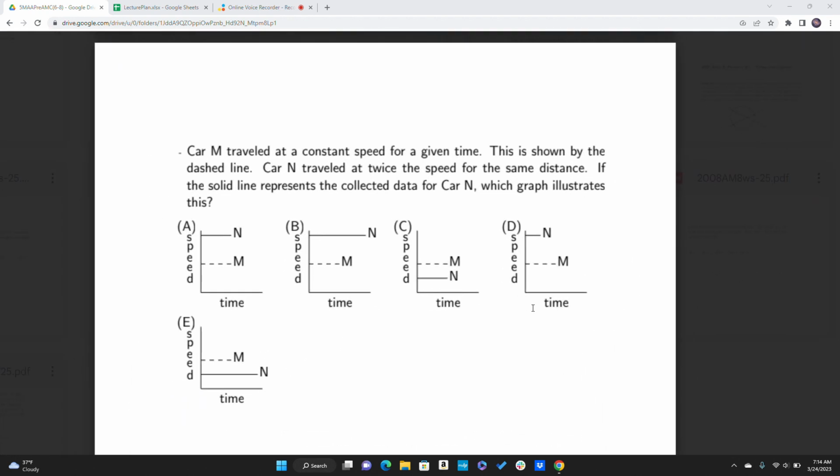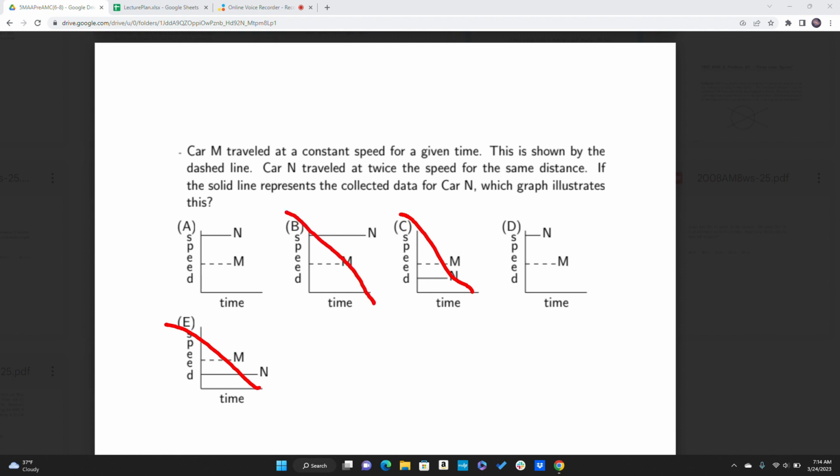Okay. Car M travels at a constant speed. That's the dashed line, and car N is twice the speed for the same distance. So N's speed has to be higher than M, right? Because if N is going twice the speed, that's eliminating C and E. So it's also going for the same distance. So if car N is going faster, it's going to take it less time to go the same amount of distance, right? So B is out.